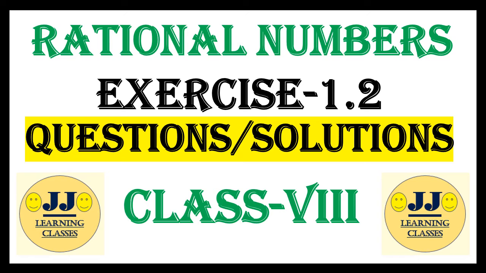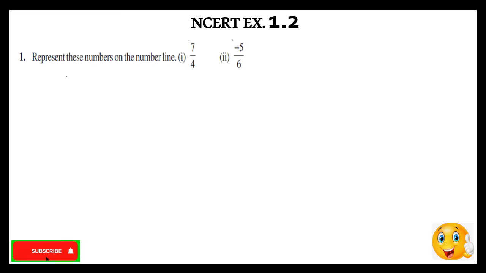So let us begin with the very first question. The very first question is here. Represent these numbers on the number line. The very first part is 7 by 4 and the second part is minus 5 upon 6. 7 by 4, that is the very first part.